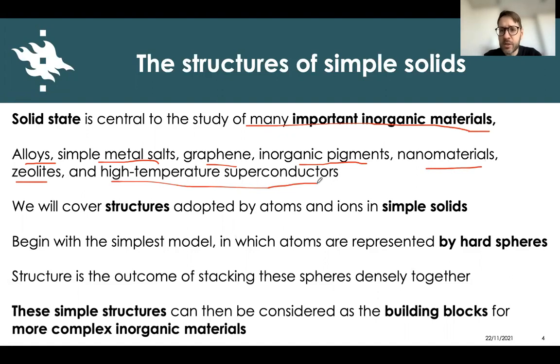And in this course, the idea is to cover the structures that are adopted by atoms and ions in simple solids. So we will start by describing these simple solid structures and geometries, in which we will begin with the simplest model. In this simplest model, we can consider each individual atom to be represented by hard spheres. Here, hard spheres means spheres that don't interact directionally with each other. So then we just consider how these hard spheres pack into 3 dimensions to give the structure of the solid of interest.